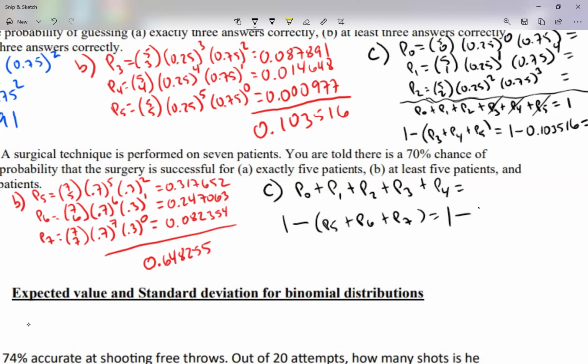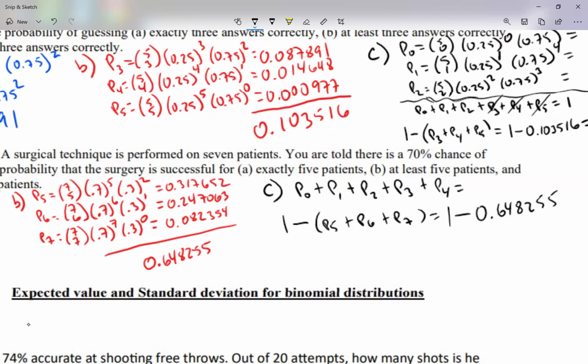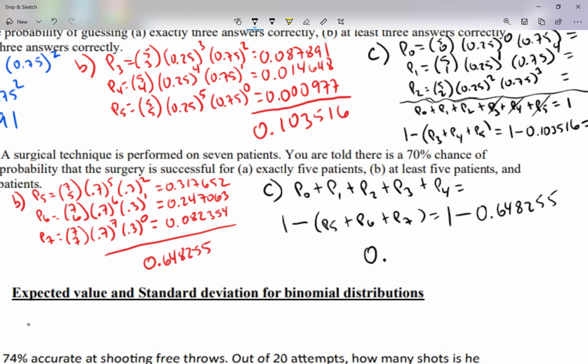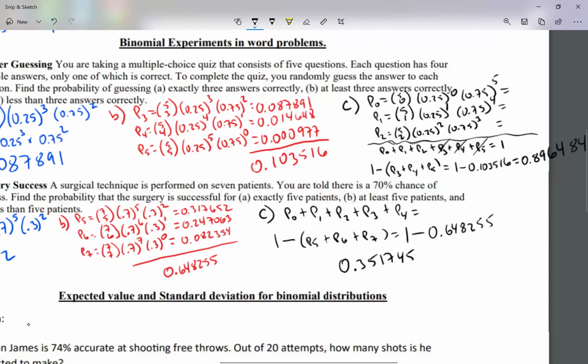I know that is 0.648255. How do I know? Because I just did it in my previous example in part B. Now this is easy. 1 minus 0.648255. Use a calculator. I happen to get 0.351745. I could have done the probability of 0 plus the probability of 1 plus the probability of 2 plus the probability of 3 plus the probability of 4. Combine them all and good to go. But I'm going to do it this way instead.